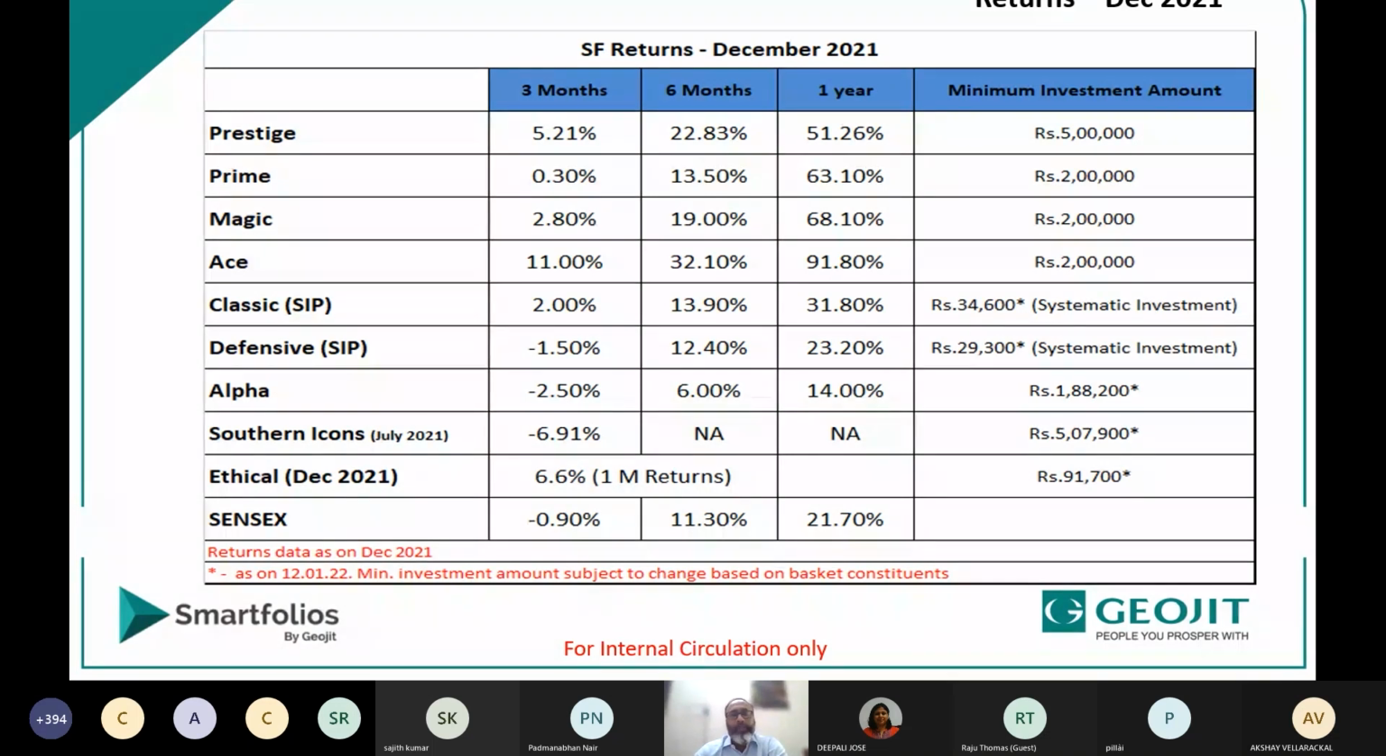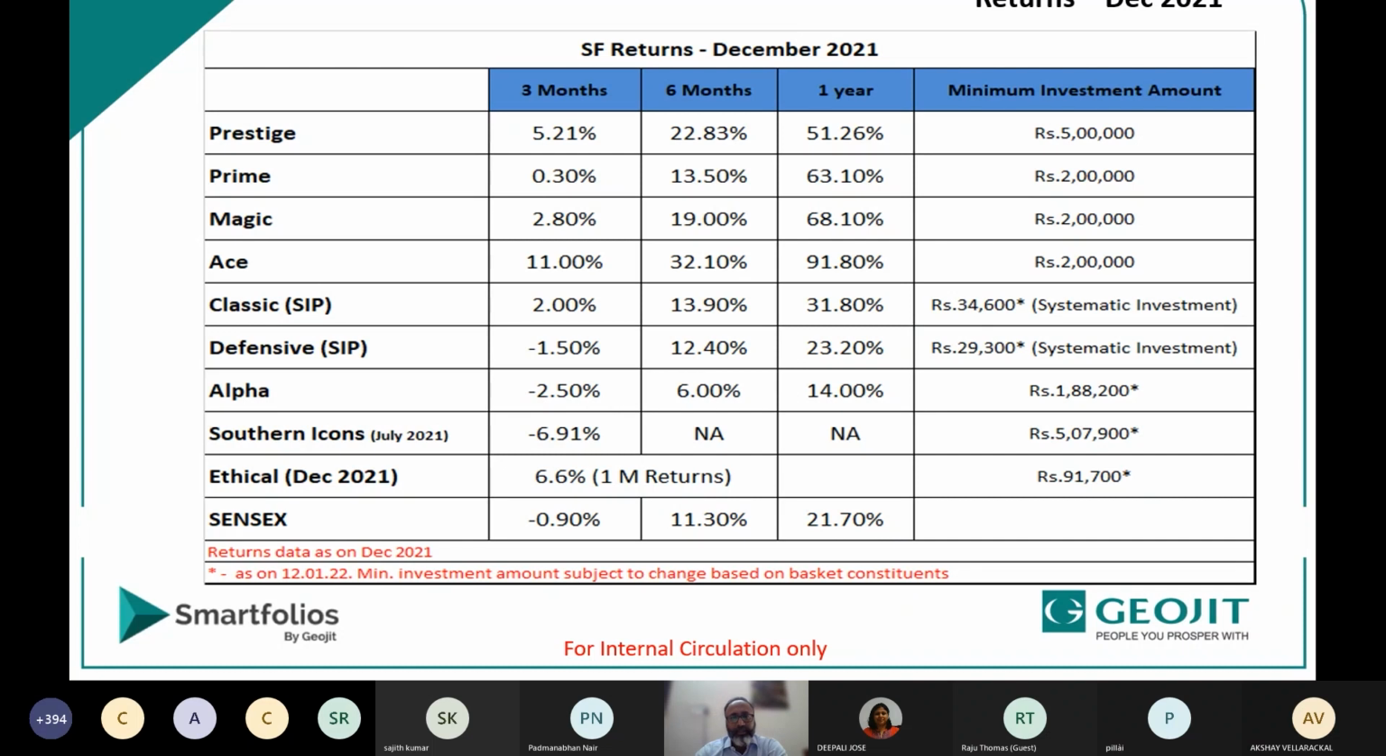Alpha has underperformed a little bit, but in our discussions with the fund manager, it was basically due to the underperformance of a couple of stocks, but he has given assurance that it will give decent returns in the coming months. Southern Icons, it has just completed 5 months. Mainly because of its thematic ability, it has underperformed currently with close to -7% returns.